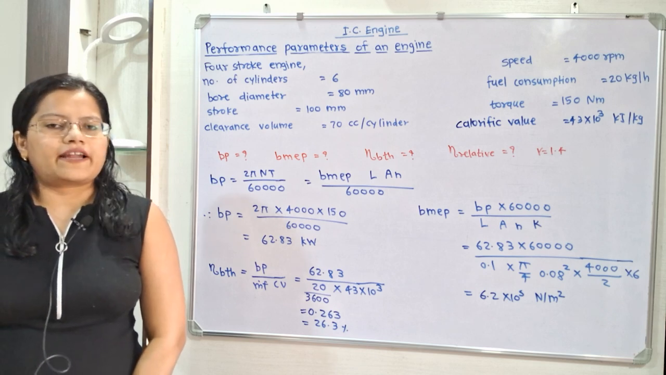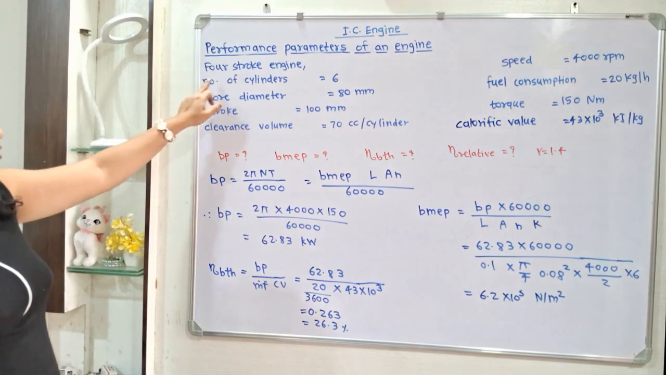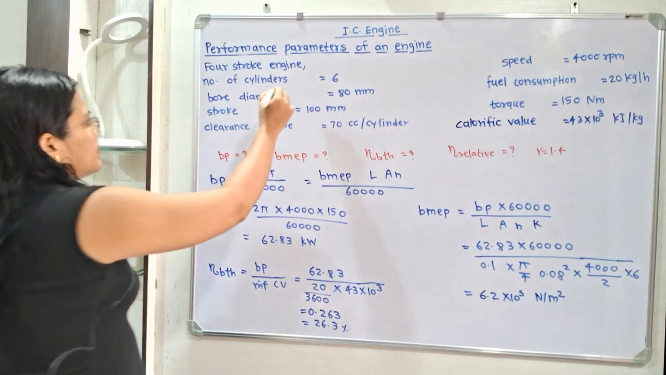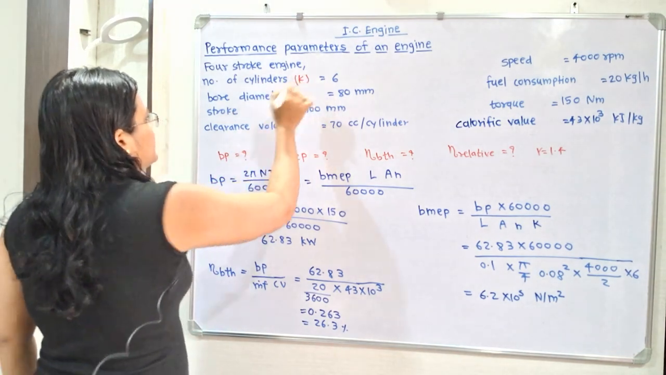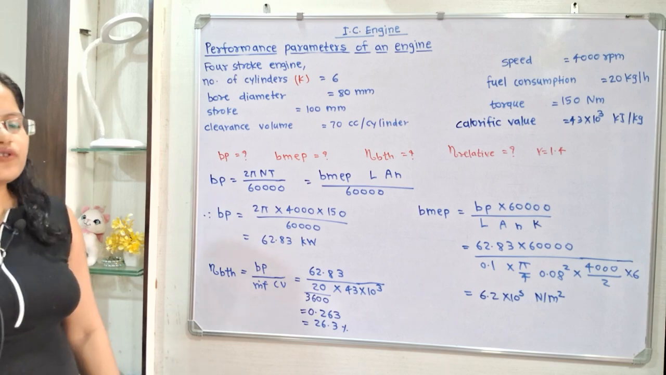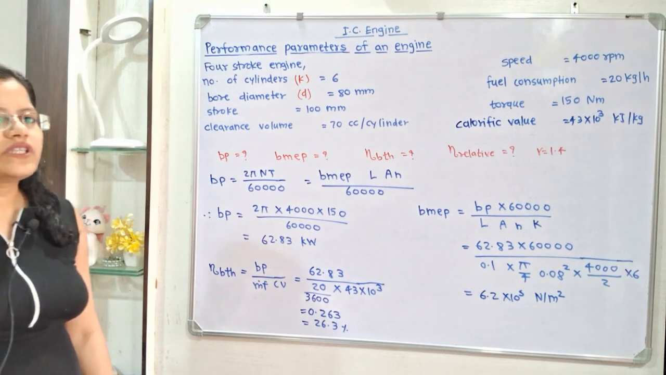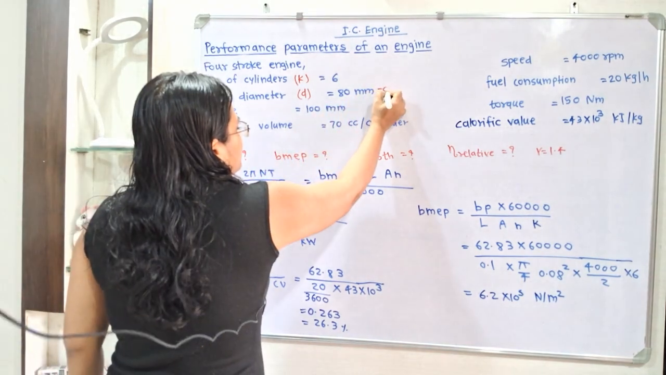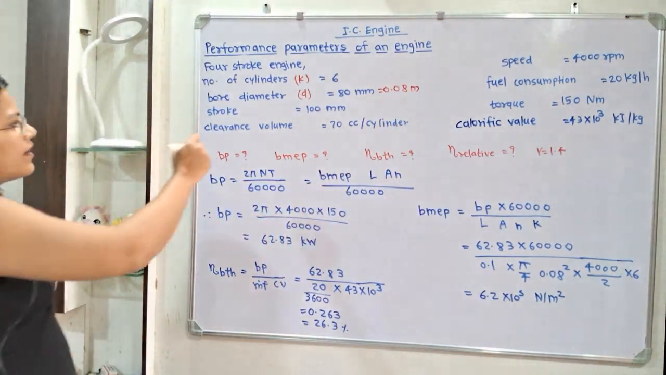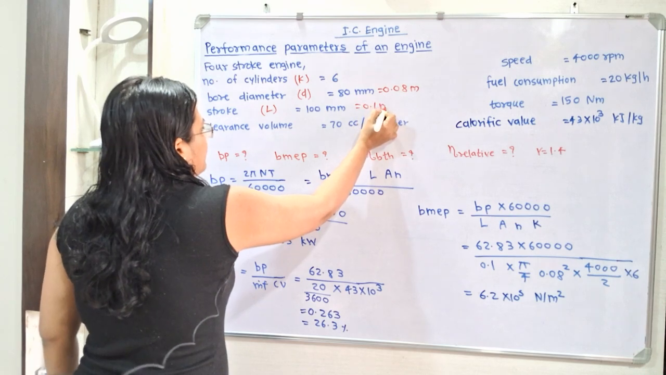Let us understand the given data. This is a 4-stroke engine and the number of cylinders is 6, so we give the notation number of cylinders K is equal to 6. Bore diameter is 80 millimeter. For bore diameter we give the notation D, and the standard unit is meter, which is equal to 0.08 meter. Then the stroke length is given as 100 millimeters, so L is equal to 0.1 meter.